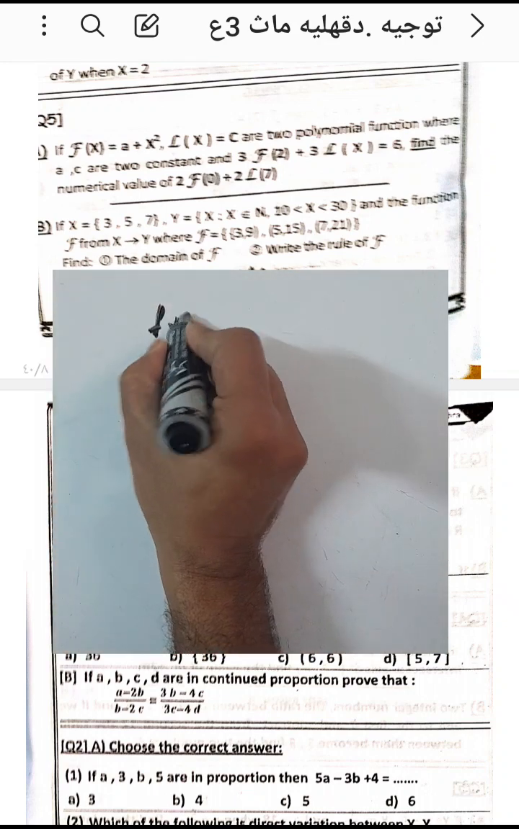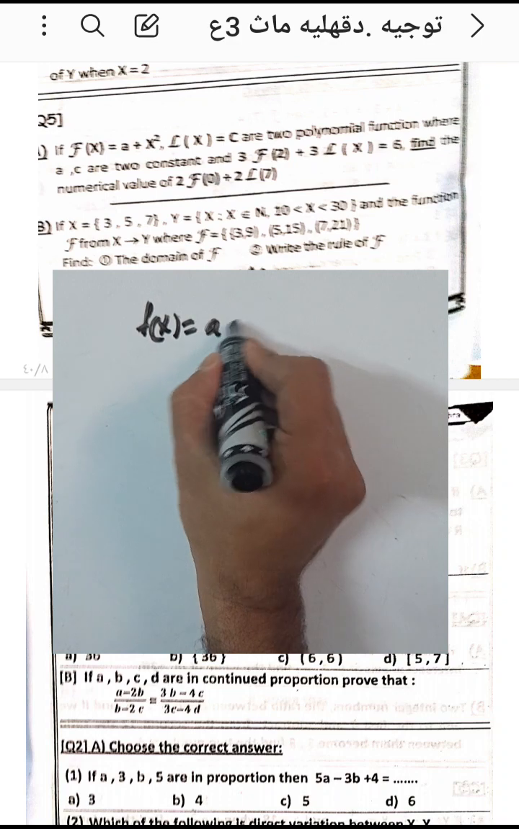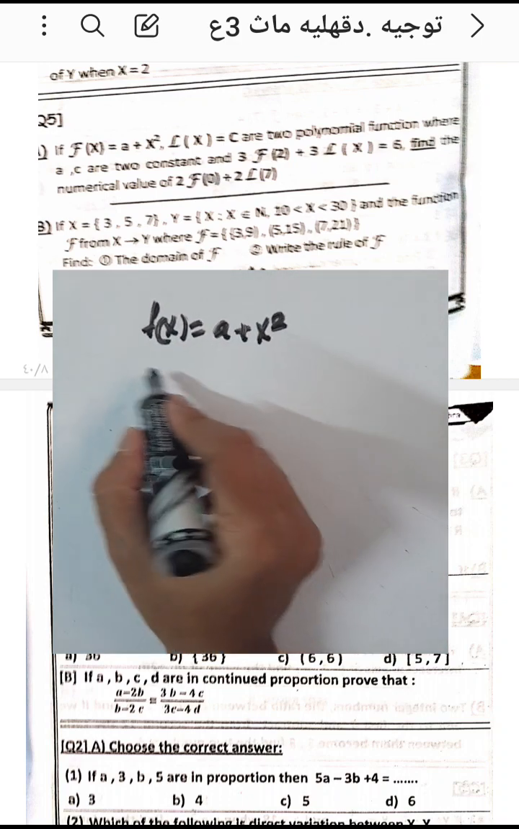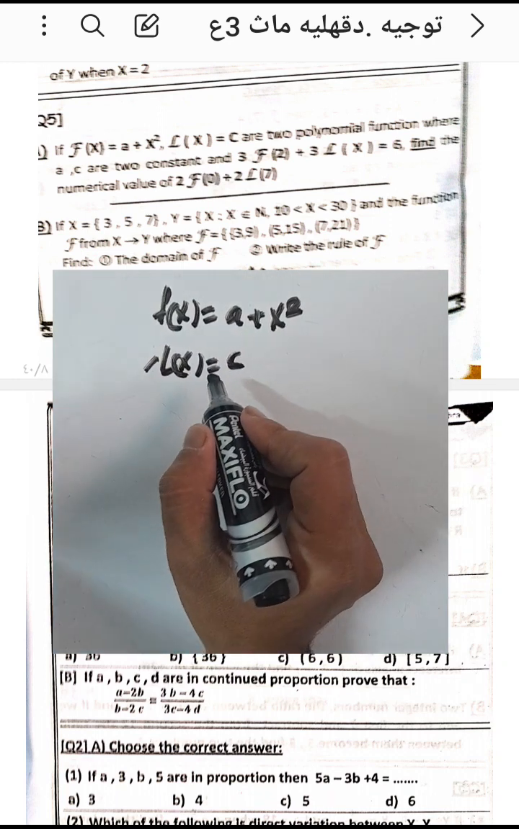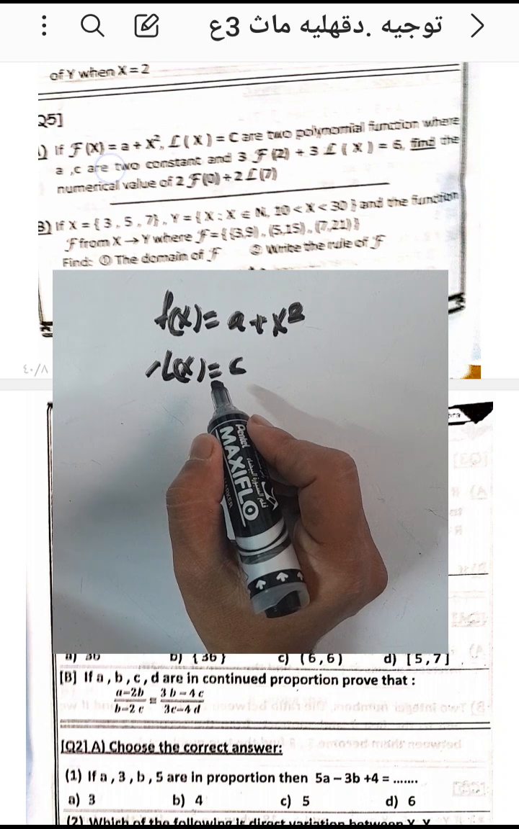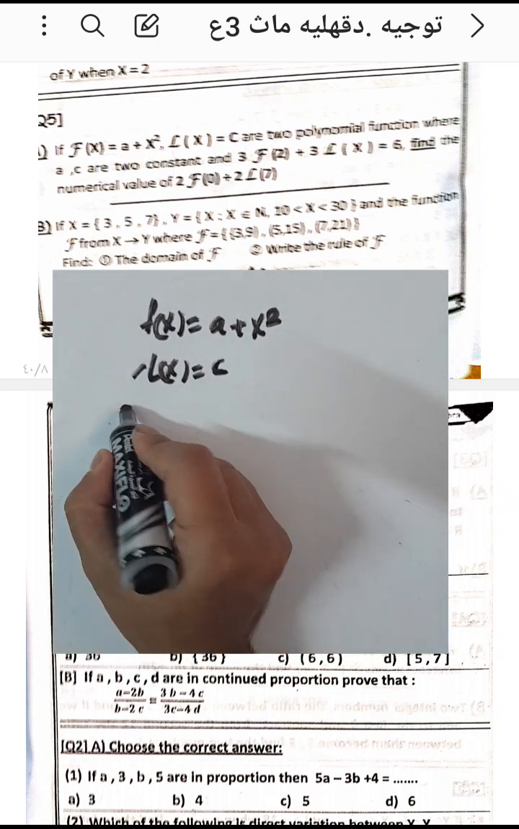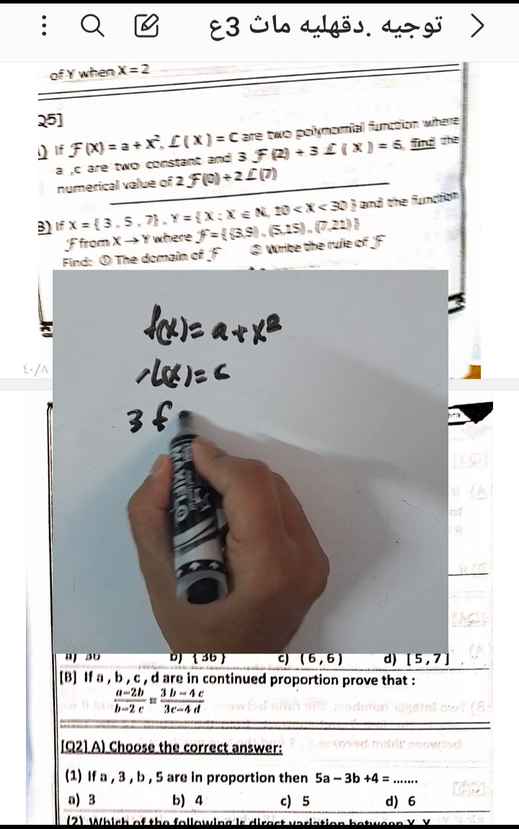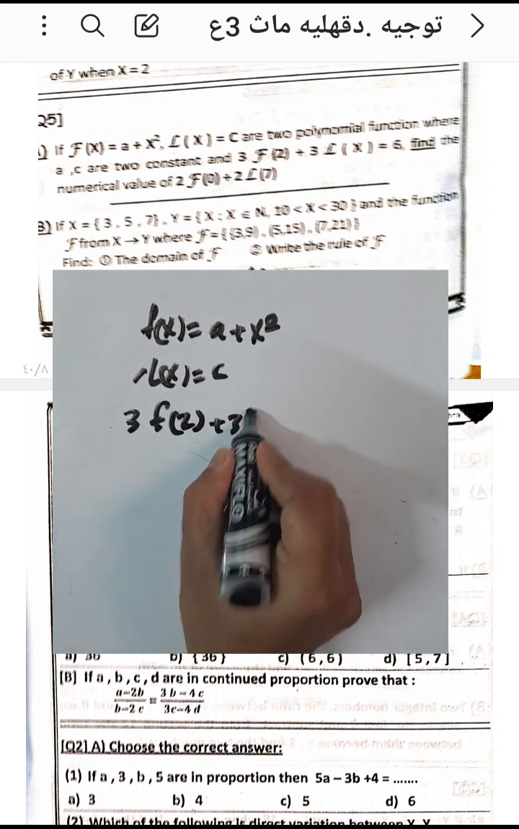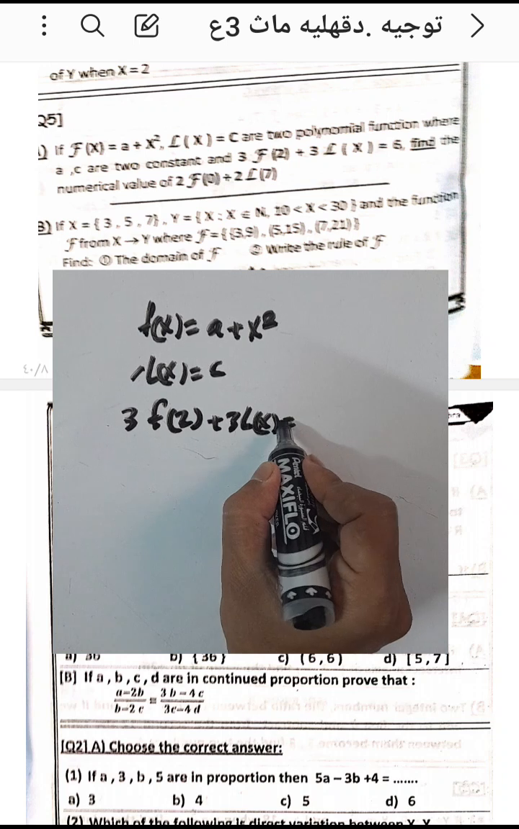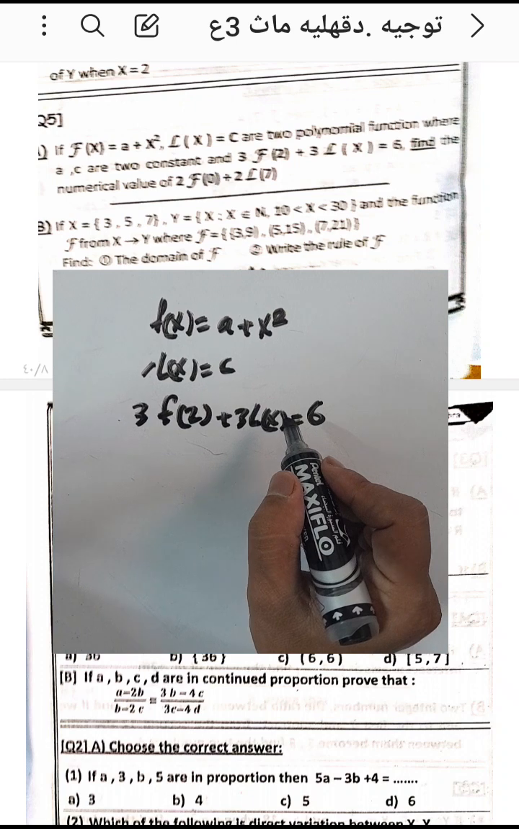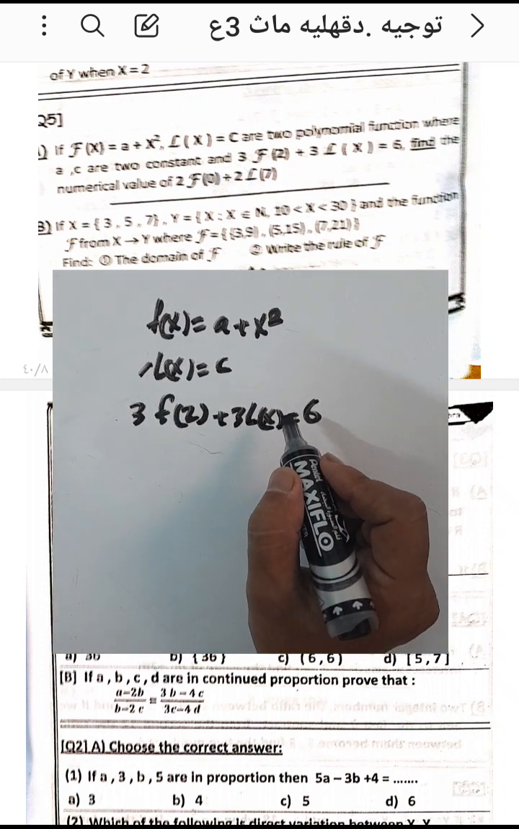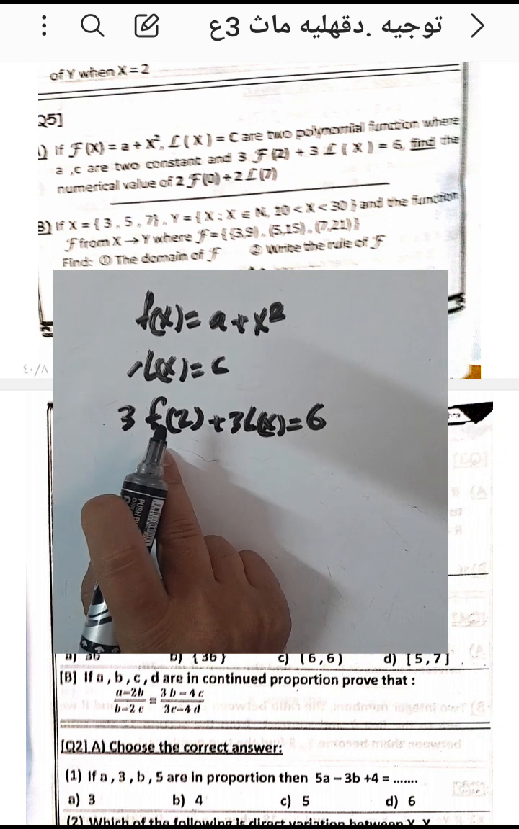If f of x equals a plus x power 2 and L of x equals c constant, where two polynomial functions where a and c are two constants, and 3 f of 2 plus 3L of x equals 6. Find the numerical value of 2f of 0 plus 2L of 7.